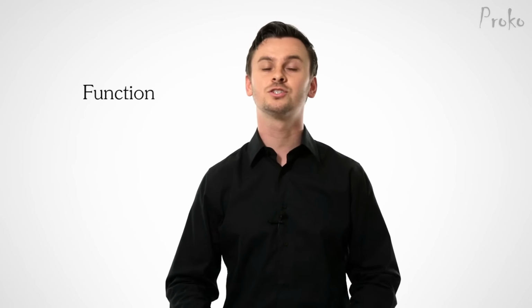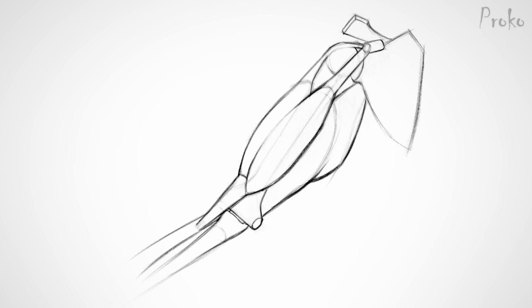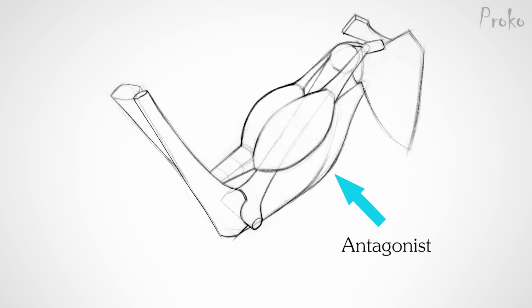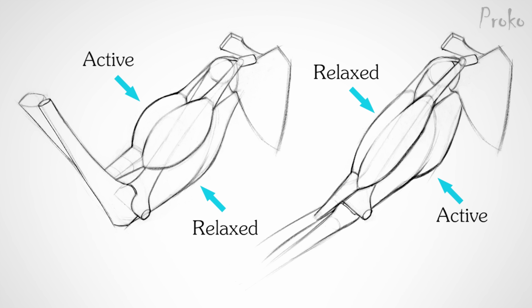You should also know the function, or what action each muscle is responsible for. Fortunately, function is pretty easy because muscles can only do one thing: contract. When you flex a muscle, it contracts and pulls the insertion closer to the origin. Muscles work in pairs. When one muscle contracts, its antagonist is stretched out. The bicep flexes the arm and the tricep extends the arm. In your drawings, try to exaggerate the hardness of the active muscle and let the relaxed muscle conform to gravity.